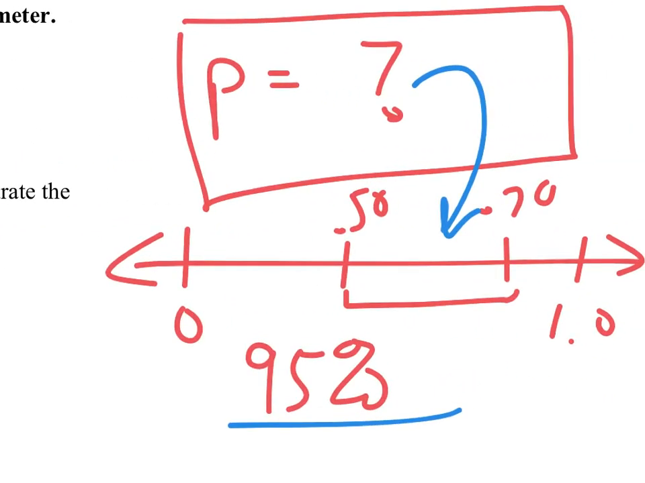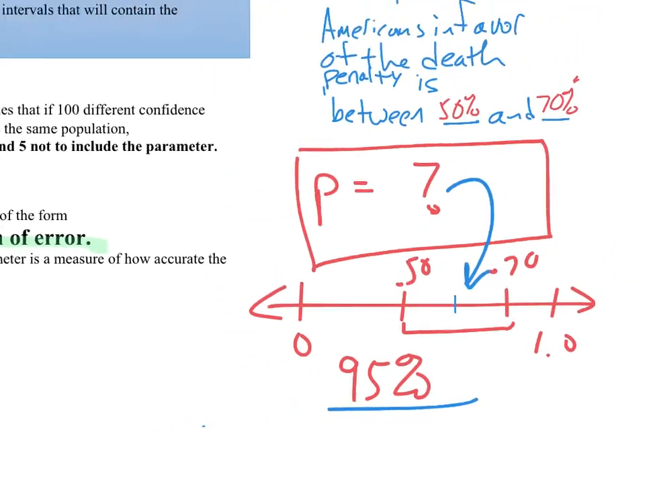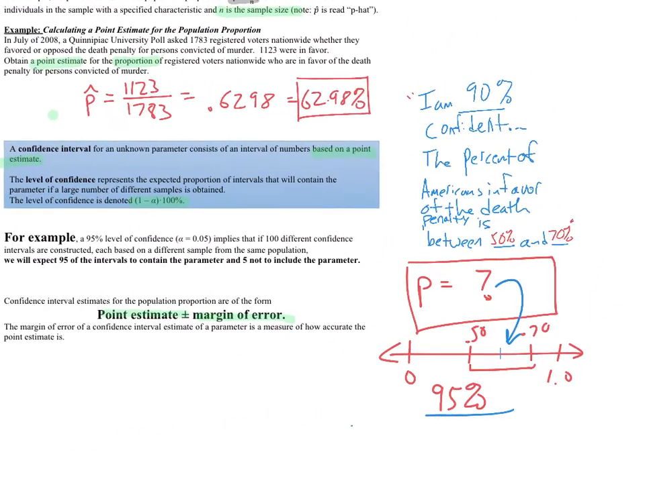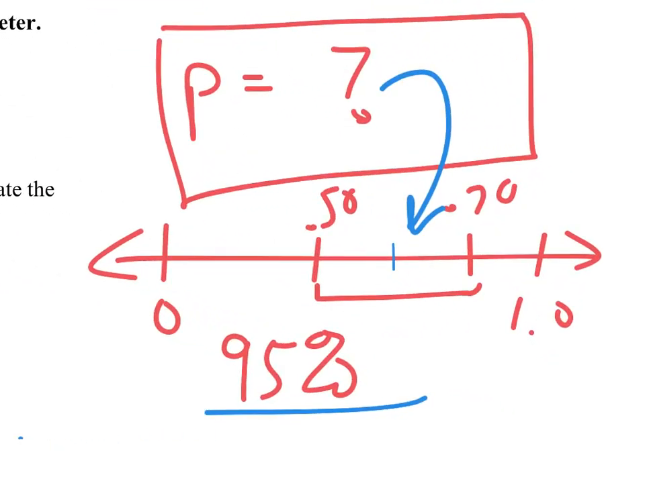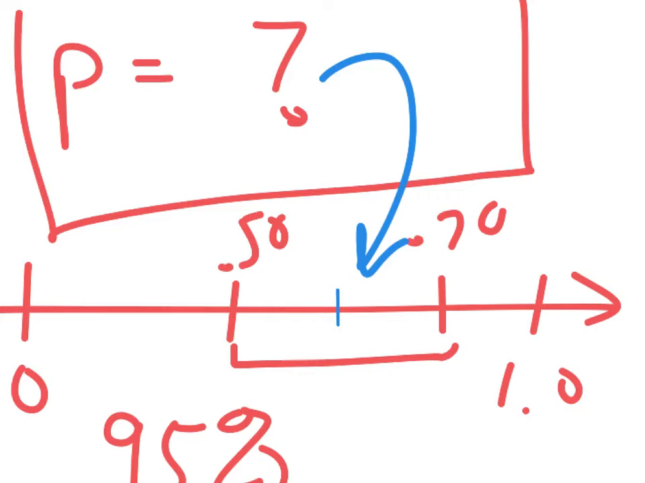So we have this survey here, which was 0.6298. So 0.6298 lives in the middle here. And we're going to go up and down a little bit, and that's going to be our error. We're going to add and subtract the error from our point estimate to get these two boundaries. All right, that's where we're headed.